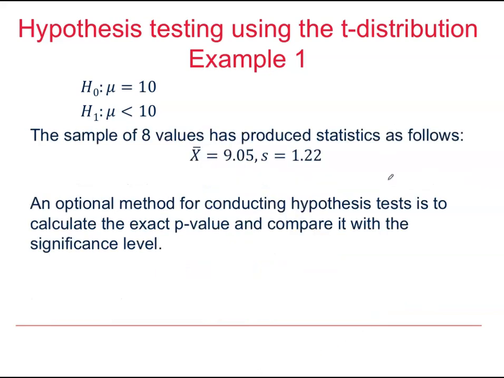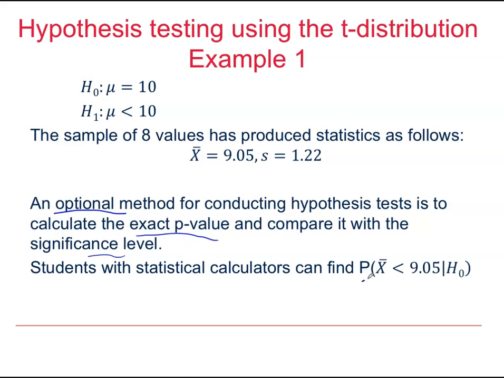There is an optional method for conducting hypothesis tests, which is to calculate the exact p-value and compare it with the significance level. You would only be able to do this if you have a statistical calculator, and this is not a requirement of the further statistics course.